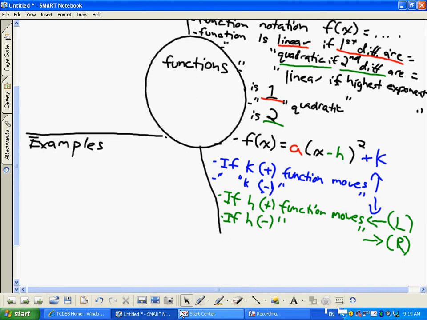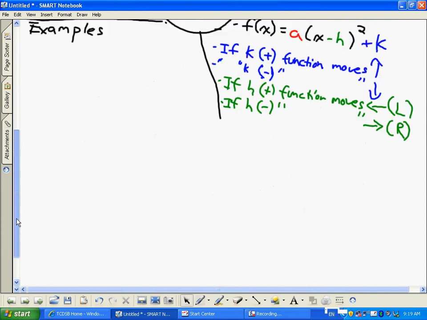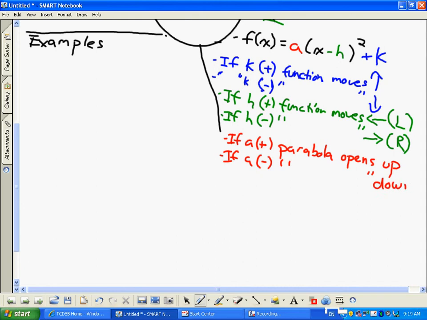Finally, a. We're going to do 2 separate notes for a. First one, I want to know if a is a positive number, what's going to happen? And if a is negative, Joel? Yeah. So, if a is positive, our parabola opens up, we'll say. And Joel, what happens if it's negative? That's right. So if a is negative, parabola opens downwards.